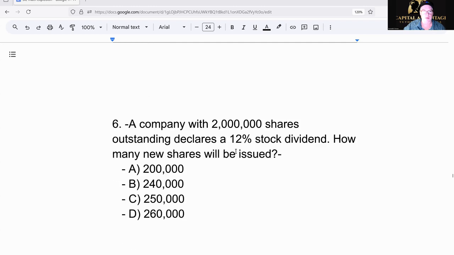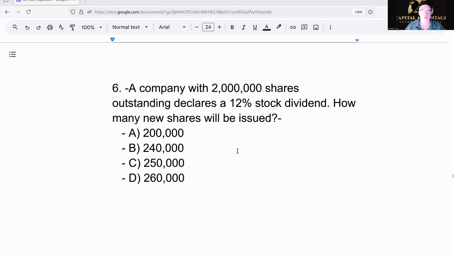We're past halfway, people. A company with 2 million shares announces a 12% stock dividend. Now, remember, they're not asking you to figure out what the new number is. They're trying to figure out how much we're issuing. So 2 million times 0.12 or 12%, 240,000 shares. That's how many new shares are being issued. Love this. This is awesome.